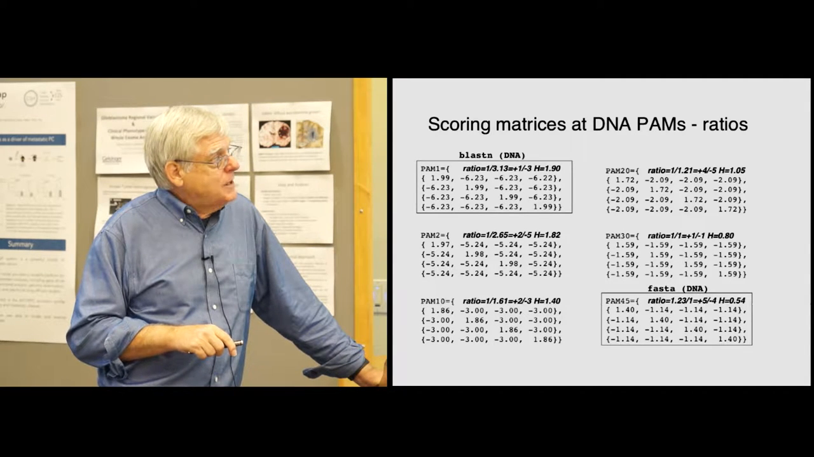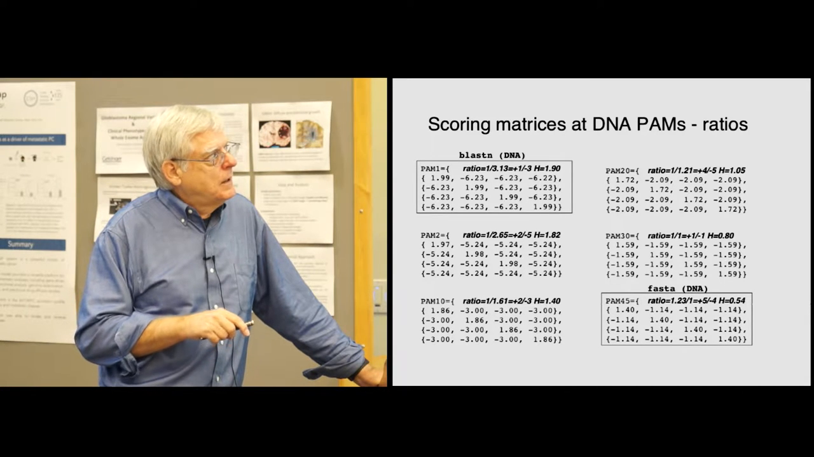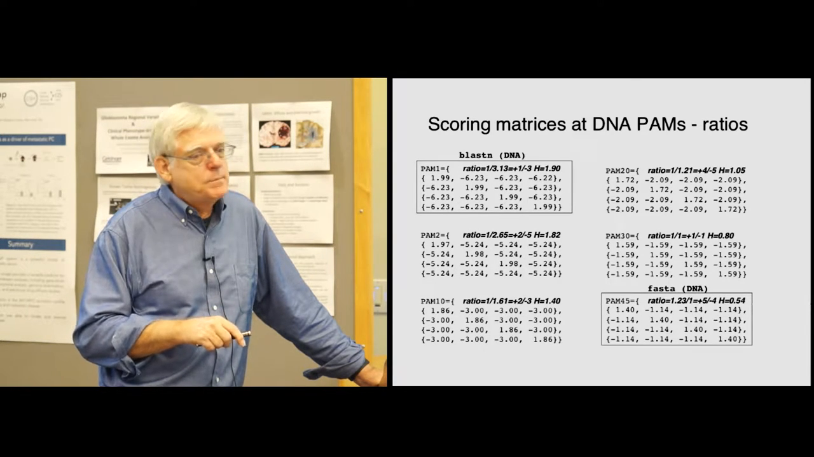This is what FASTA uses when it does a search. It uses plus 5 minus 4, which is looking for things which are as far as PAM 45, which is the best you can do for DNA sequences. BLAST-N is now using something that looks like this. So it's using PAM30. It's not quite as deep.